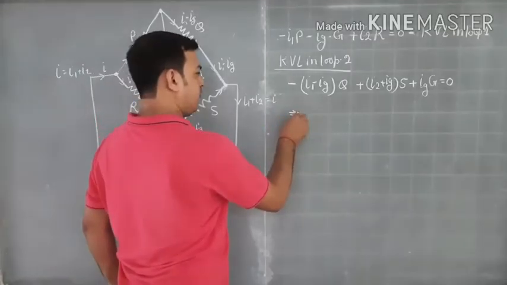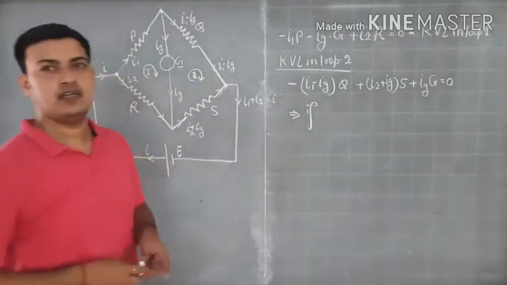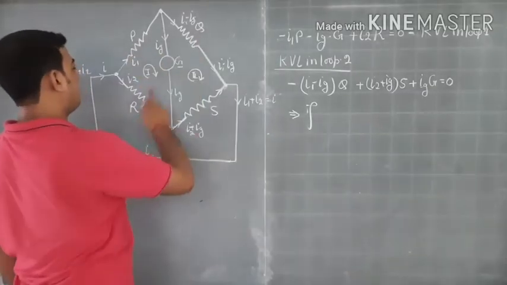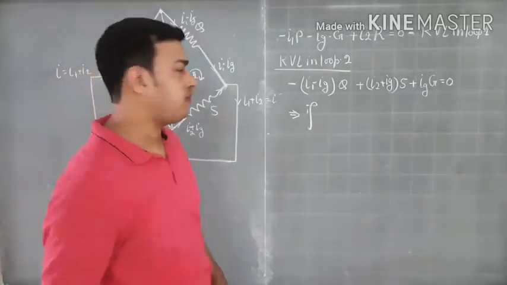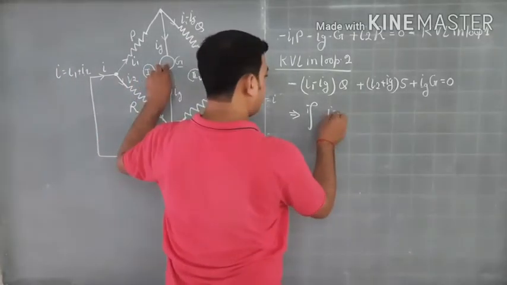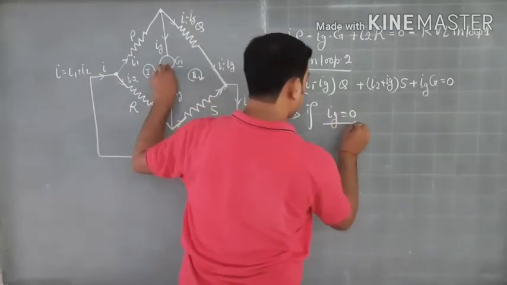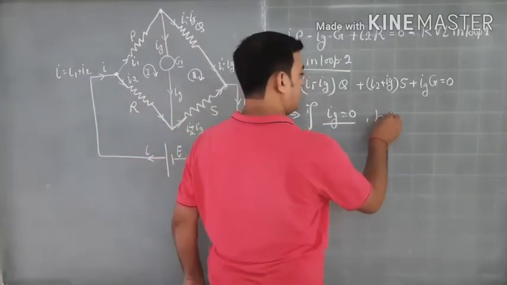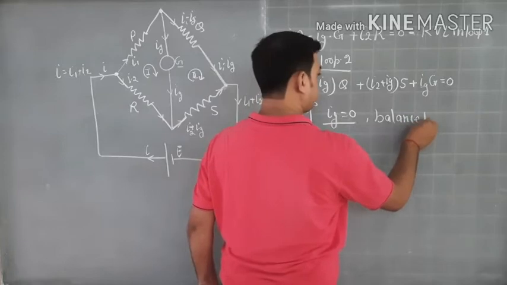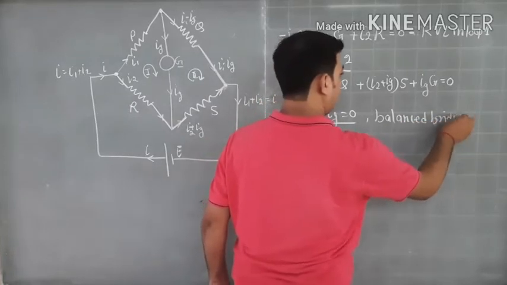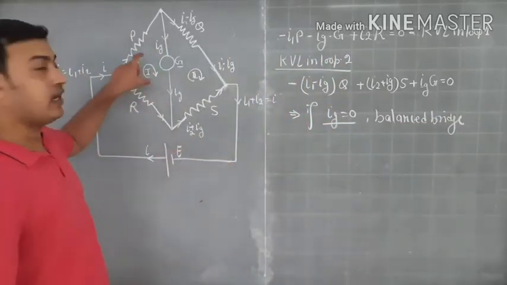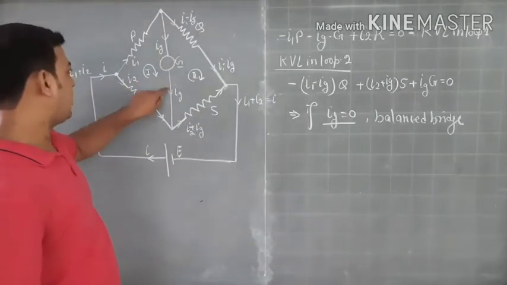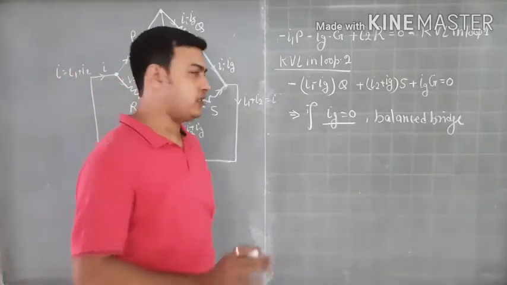Now if the arrangement is taken, you can see that the values of P, Q and R are chosen in such a way that this galvanometer shows zero deflection. That is, if the current in this branch is zero, then it is called a balanced bridge. So this is the condition of a balanced bridge, that the bridge is said to be balanced when there is no current through this arm, or the galvanometer shows zero current.